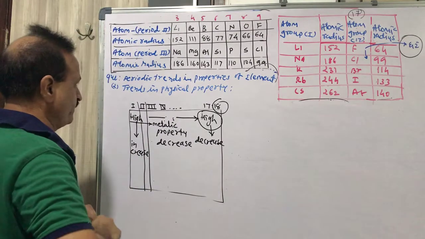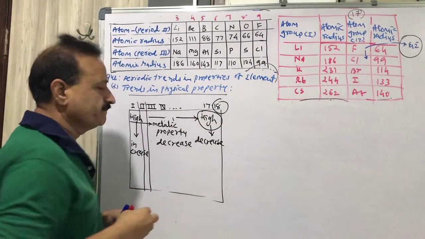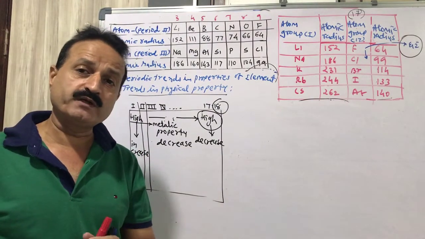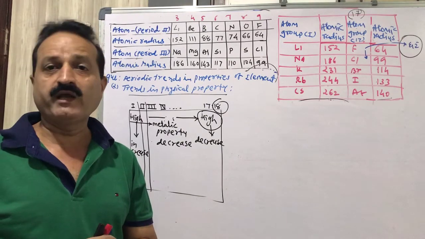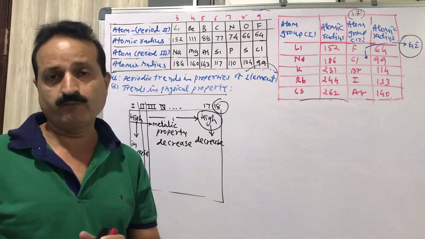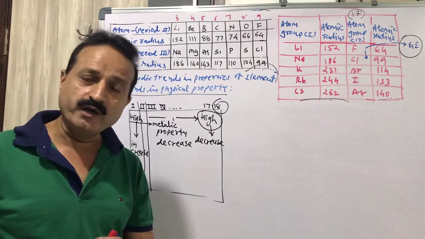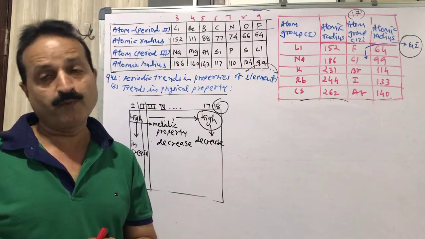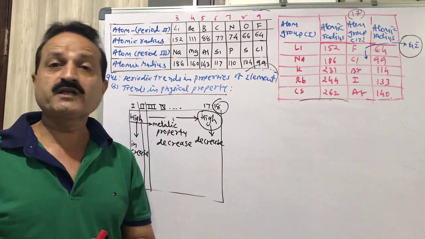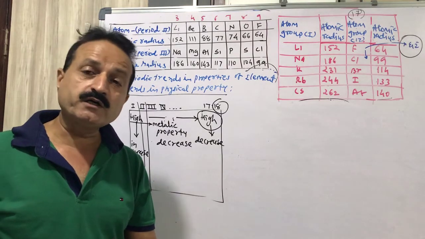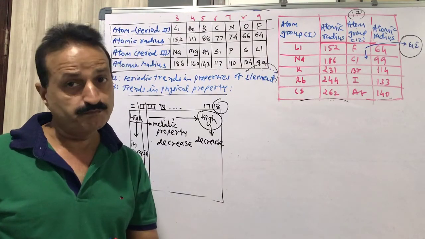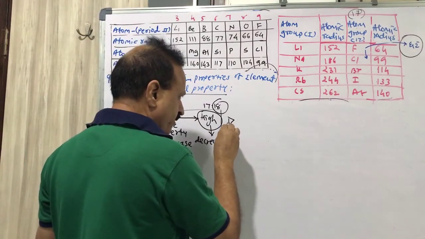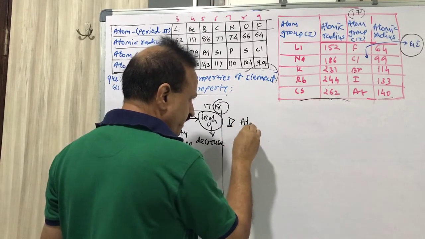Now we have another question, trends in physical property. There are so many physical properties of element: melting point, boiling point, heat of fusion, vaporization. These are the physical properties of element. But we will discuss the very important physical property of element, that is atomic radius.